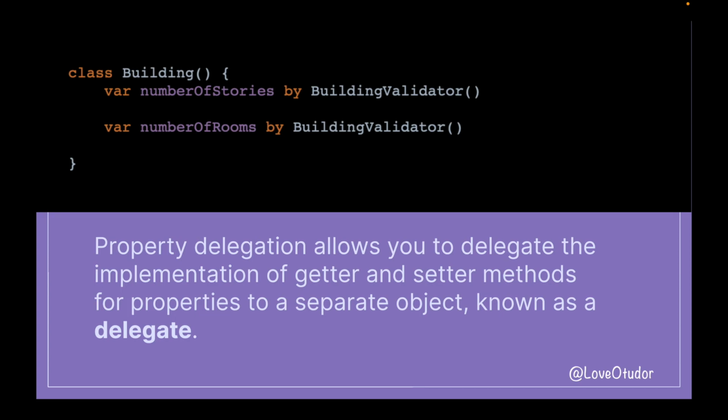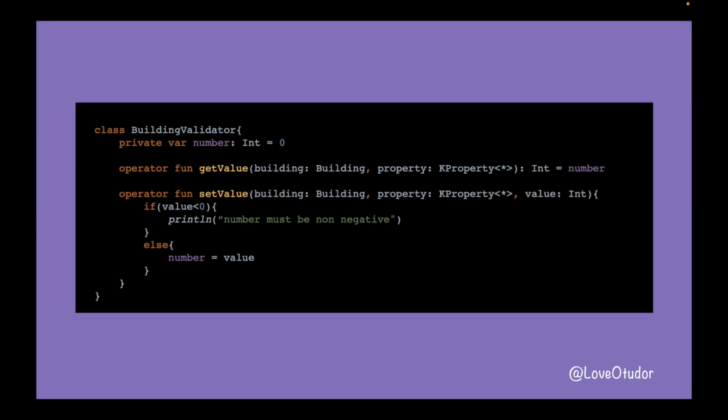This is because the get and set methods that correspond to the property number of stories or number of rooms will be delegated to the get value and set value methods of the building validator. Property delegates don't have to implement an interface, but they have to provide a get value function and a set value function. For example, this building validator class has a function called get value and set value.